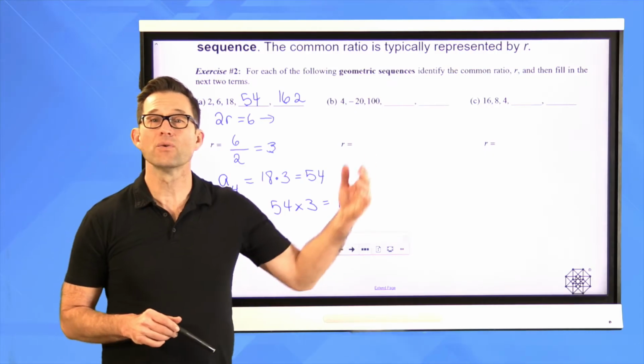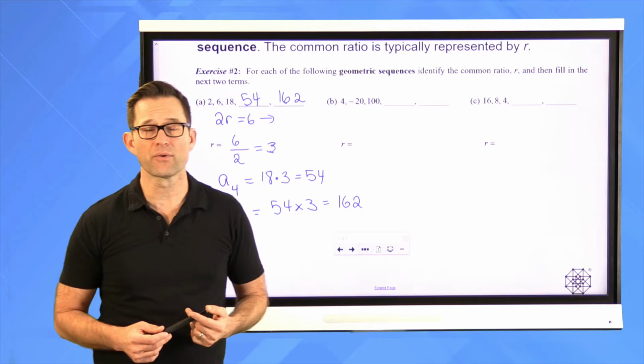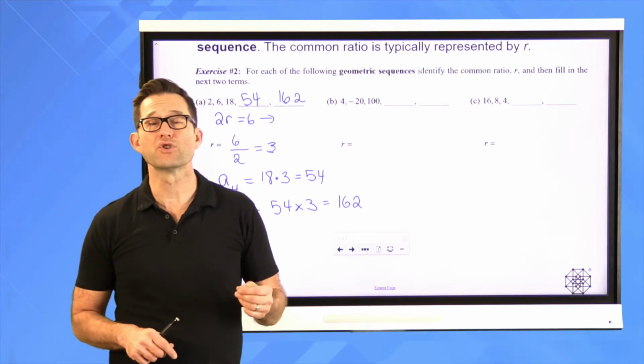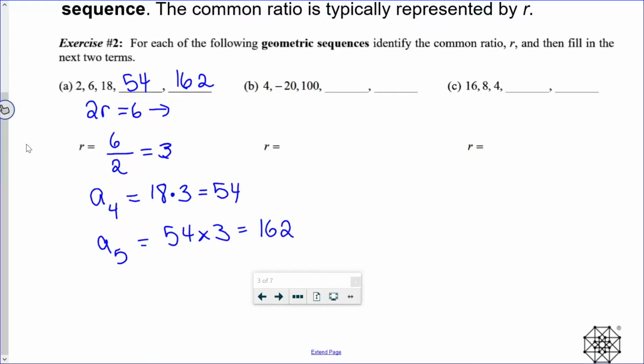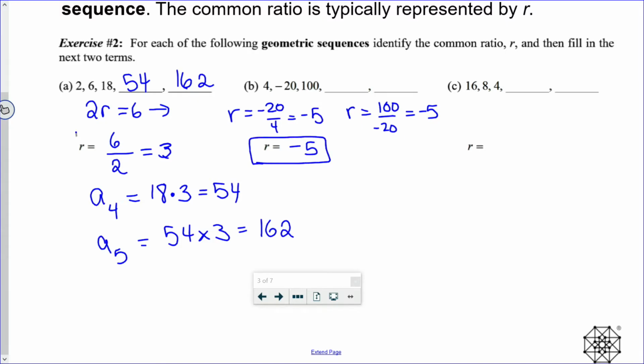All right, so letter B is a great example of a geometric sequence where the common ratio is actually a negative number, right? And again, you can think of it this way: r is equal to negative 20 divided by 4, which is negative 5. And you can check that as well. r would be 100 divided by negative 20, which is also equal to negative 5. So the ratio here in this case is negative 5.